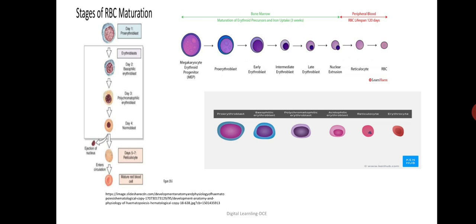From the hemocytoblast stem cells, they are very big in size. The nucleus in these cells occupies almost the whole of the cell with open chromatin containing 4 to 5 nucleoli. They are deep basophilic in nature. Hemoglobin is absent. Mitosis, cell division, will be present at this stage.